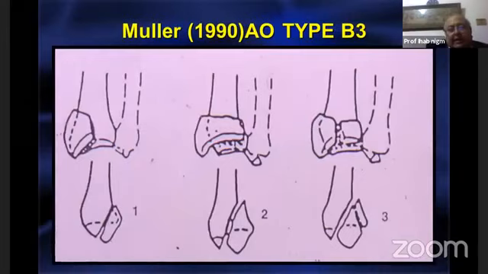These are subtypes of type B3. Type B3-1 has a small fragment not involving the sigmoid notch. In type 2, a large fragment involving the sigmoid notch. Type 3 is comminuted.